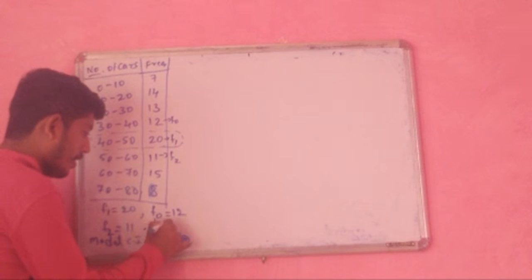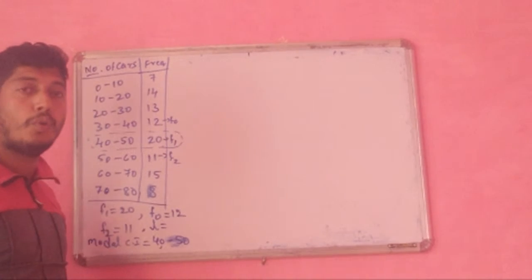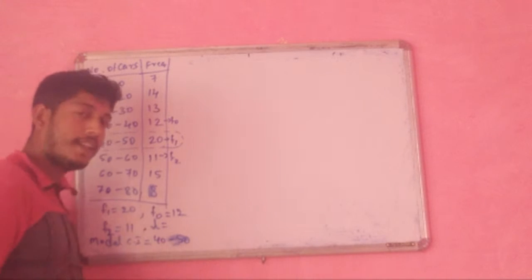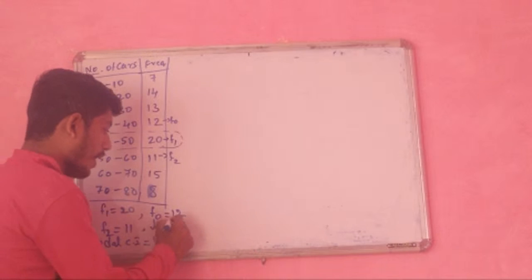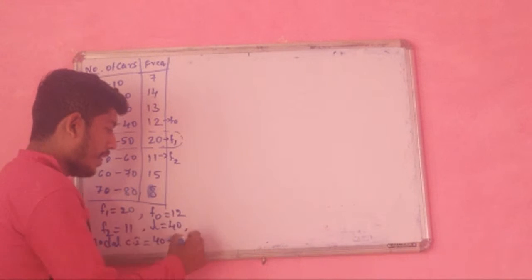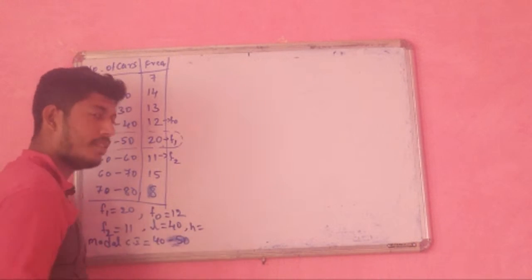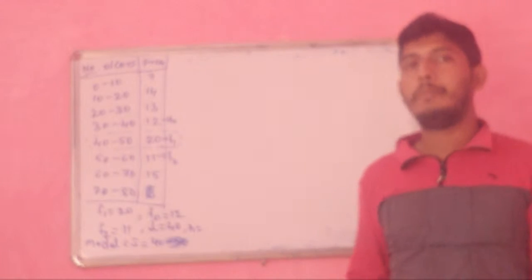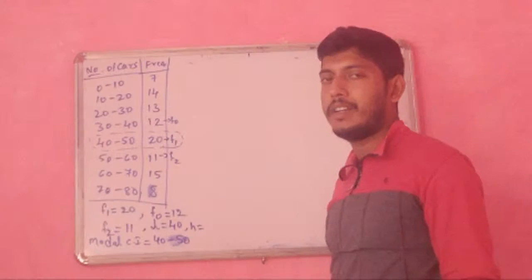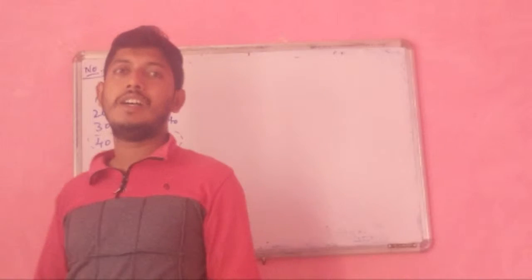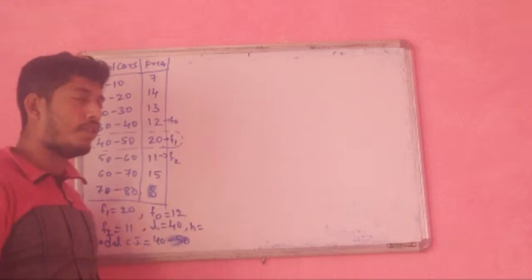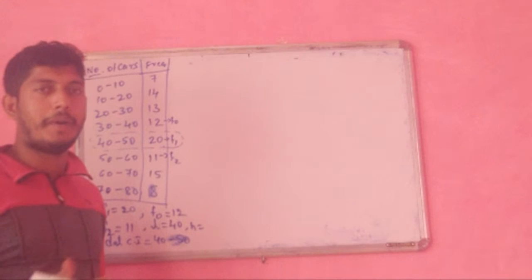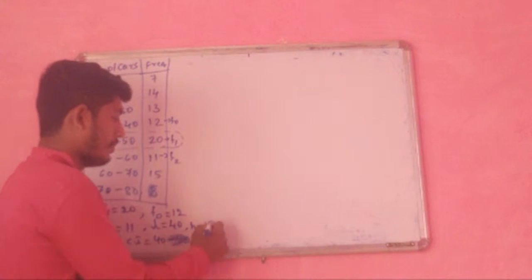I will write here itself. The value of L means the lower limit of the modal class. The modal class interval is 40 to 50. In that the lower value is 40, so therefore L value is 40. And next we have to find out H value. H value means the width of the modal class interval, that is higher limit minus lower limit. 50 minus 40, because here 50 is the upper limit and 40 is the lower limit. It equals 10 as the answer.